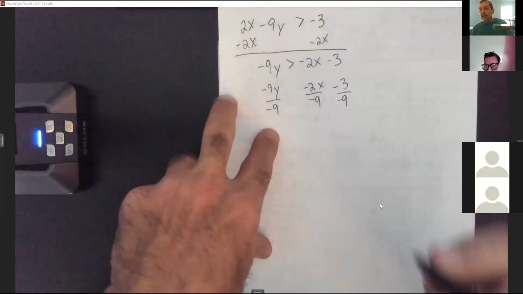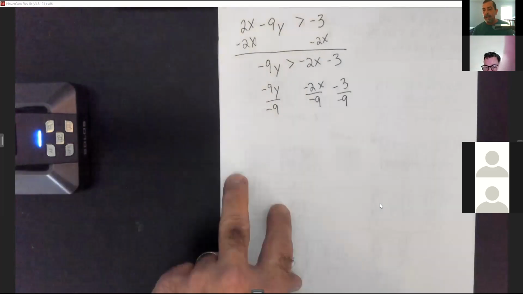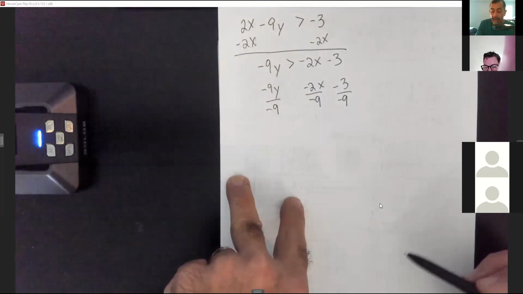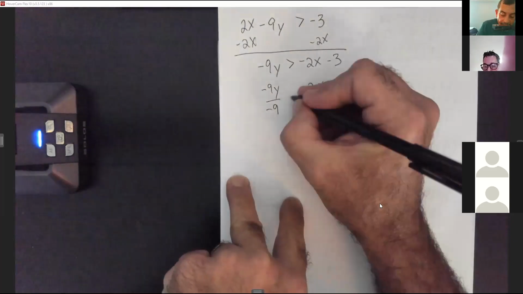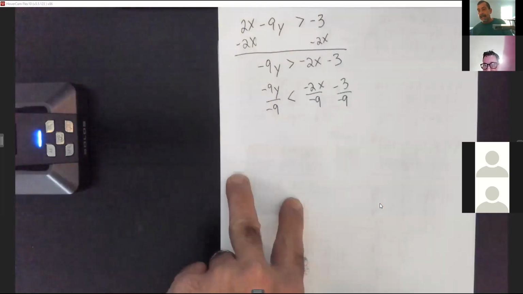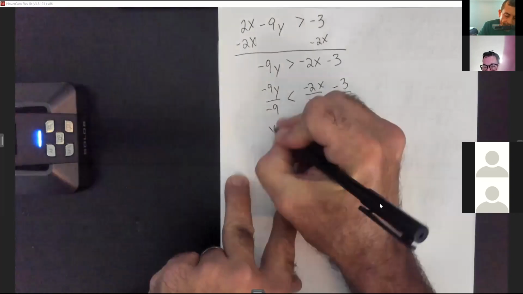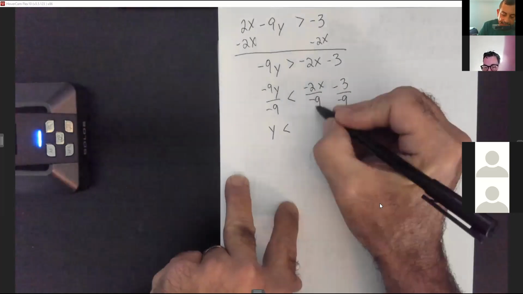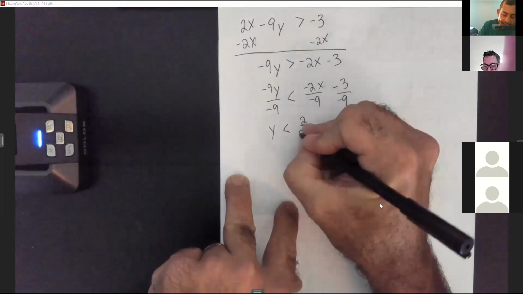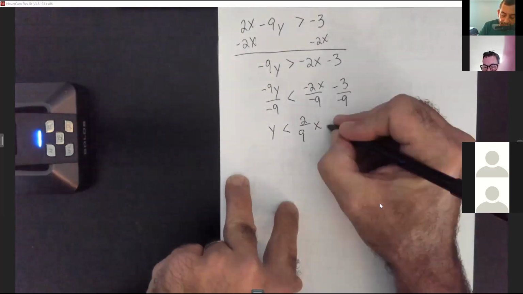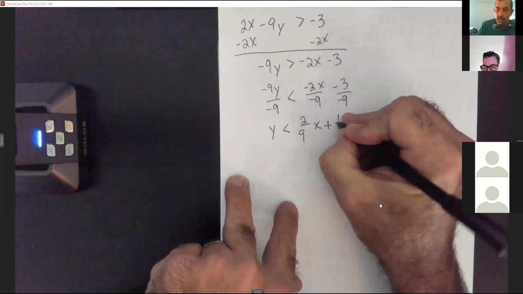So if you see all these negatives, that will make everything positive. But y'all remember, since I divided by a negative, my greater than now becomes a less than. So make sure you reverse that, dividing by those negatives. So I get y is less than, that's going to make that a positive 2/9 x. And -3 and -9 makes that a positive 1/3.